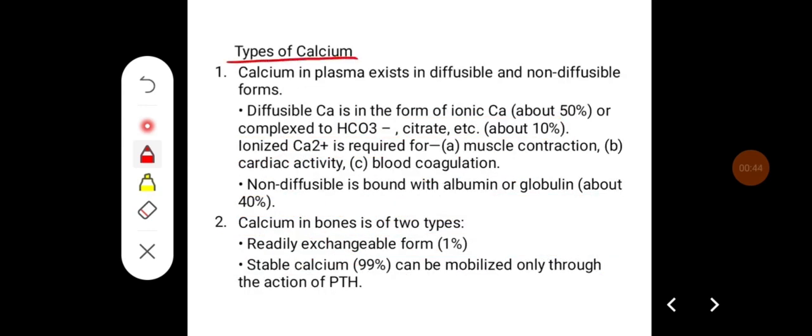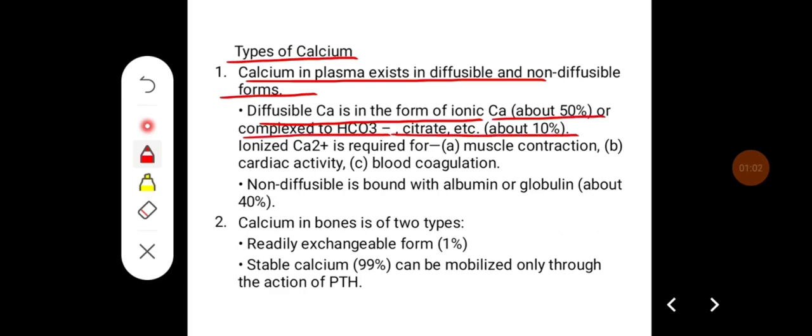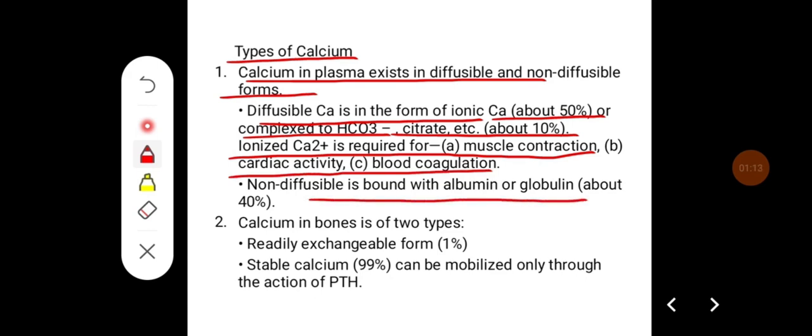Calcium is present in different forms. Calcium in plasma exists in diffusible and non-diffusible forms. Diffusible calcium is in the form of ionic calcium, which is about 50%, or complexed with bicarbonate ions, citrate ions, etc., about 10%. Ionized calcium is required for muscle contraction, cardiac activity and blood coagulation, whereas non-diffusible calcium, which is bound with albumin or globulin, is about 40%.